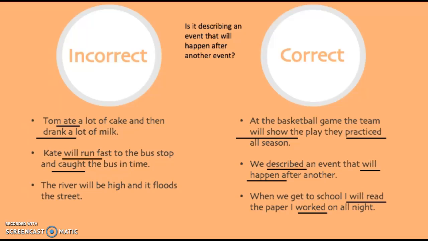Alright, so looking at the last sentence here. The river will be high and it floods the street. Okay, so we know that something will happen here. This will be high is something that will happen. Is it going to happen after the street is flooded or before? No, the river will be high before the street floods. Therefore, it is not correct either.